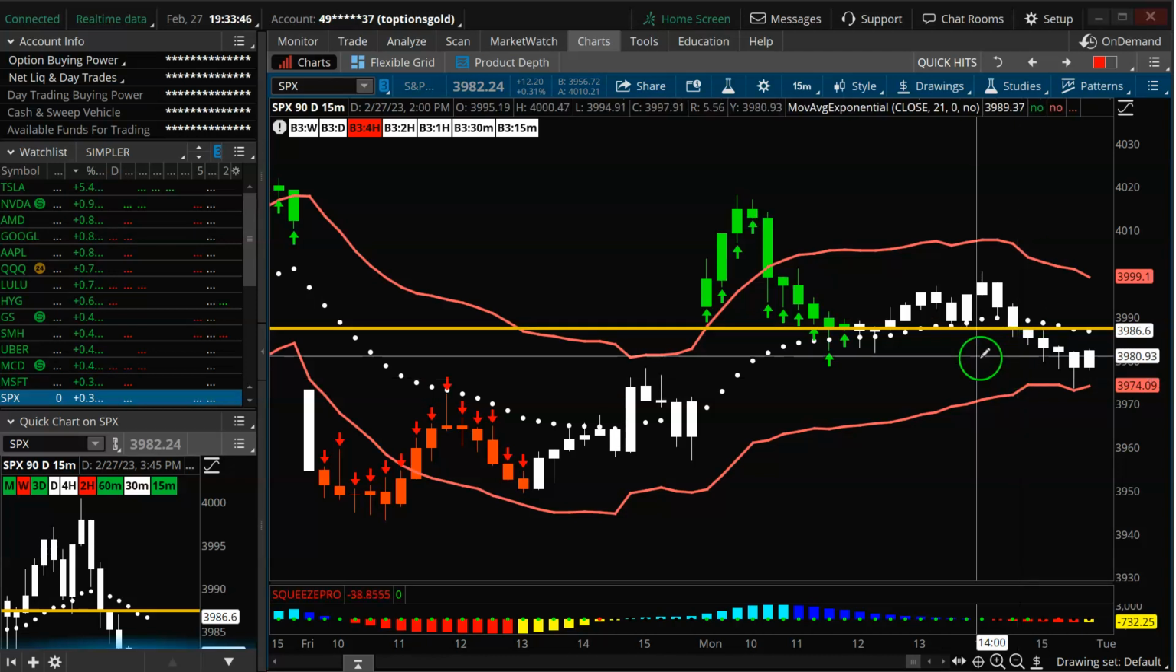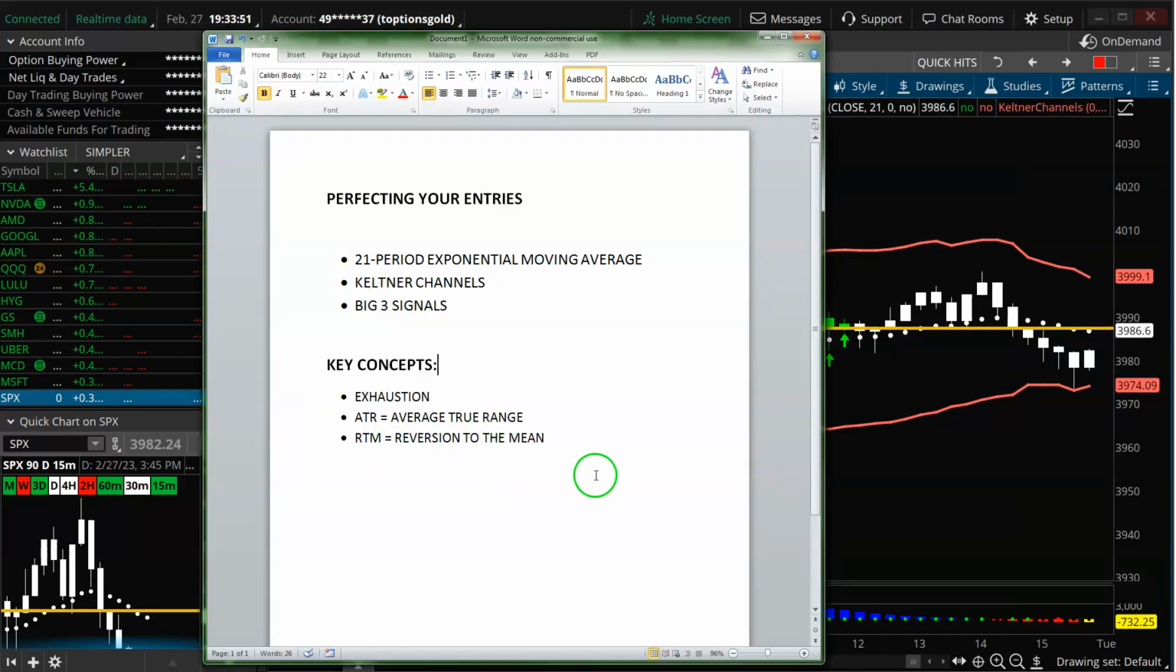So as far as perfecting your entries and exits, we got a couple of tools of the trade and a couple of key concepts. So we'll tie them all together here. The first thing you guys want on your charts is the 21 EMA. That's your 21 period exponential moving average. The second thing you want on your charts is a pair of Keltner channels. So I'll show you the settings for the Keltner channels, and then of course on my end, my structure and momentum tool is going to be the big 3 indicator. And then as far as a few key concepts, we've got momentum exhaustion, ATR, average true range, and RTM, reversion to the mean.